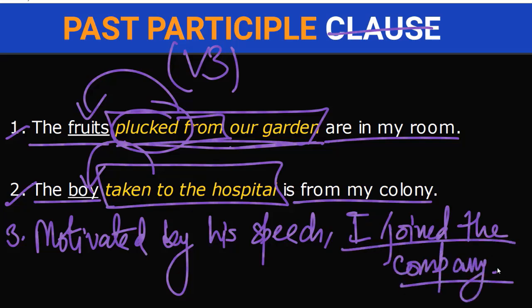So I joined the company is the main clause. Motivated by his speech is referring to the subject I: I, motivated by his speech, joined the company. So this is working as the reason why the main clause occurred. I joined the company, why? Motivated by his speech. All right. So it can also function as an adverb.